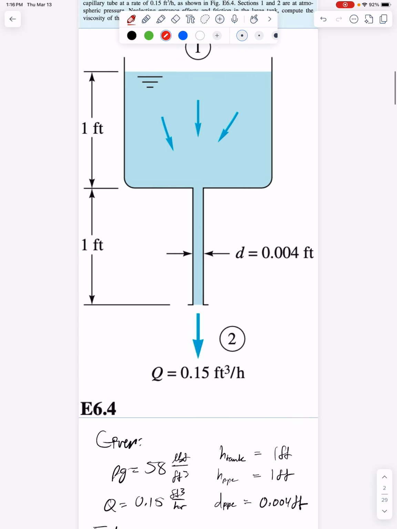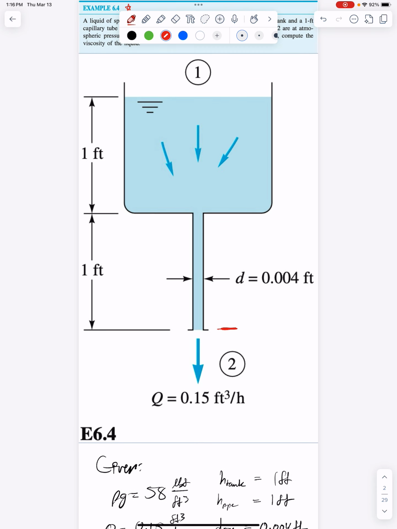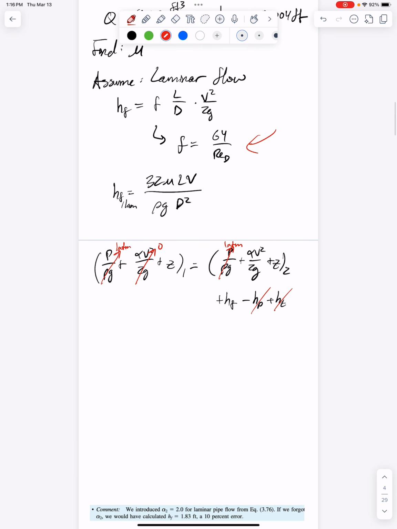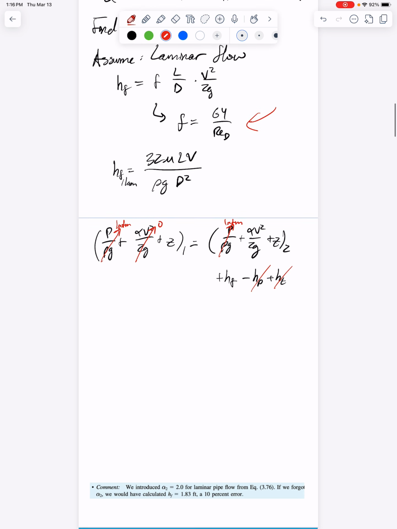Finally, the last thing we're going to do is set the bottom of the pipe, location 2, to be our datum. Datum basically means that is where z is equal to 0, and if z is equal to 0, you cancel that term out. So our expression simplifies to the following: Z1 equals the velocity head at the exit plus head loss, which we substitute in later.